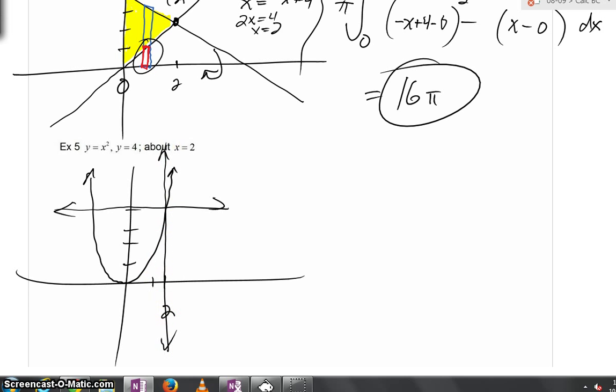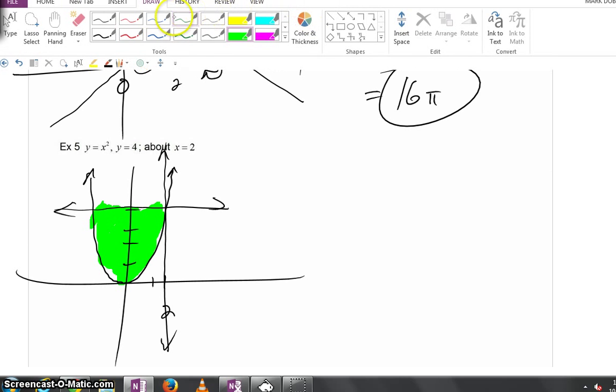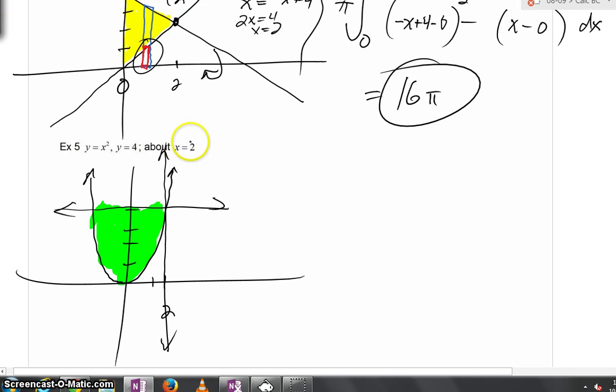Wow, that changes everything, guys. That is going to get very intense. So let's see where we're going with this. Here's my region, right? And I'm going to be revolving that about x equals 2. So, wow, this is going to get to be a little bit trickier.